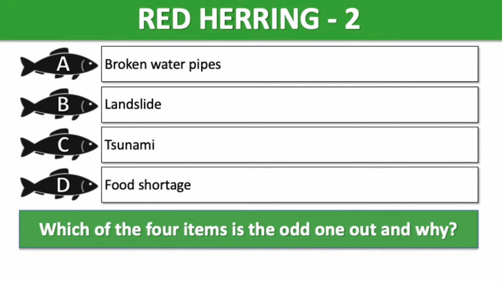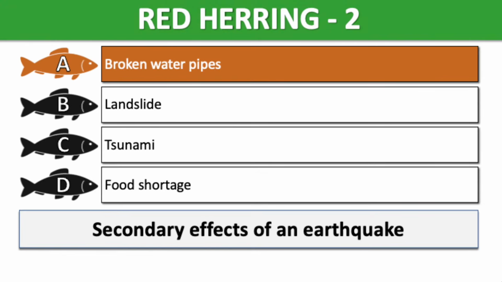Let's do the second one. Okay, this time we've got broken water pipes, we've got landslide, we've got tsunami, and we've got a food shortage. So which one is the odd one out and why? Let's reveal. It is broken water pipes. The others are secondary effects of earthquakes.